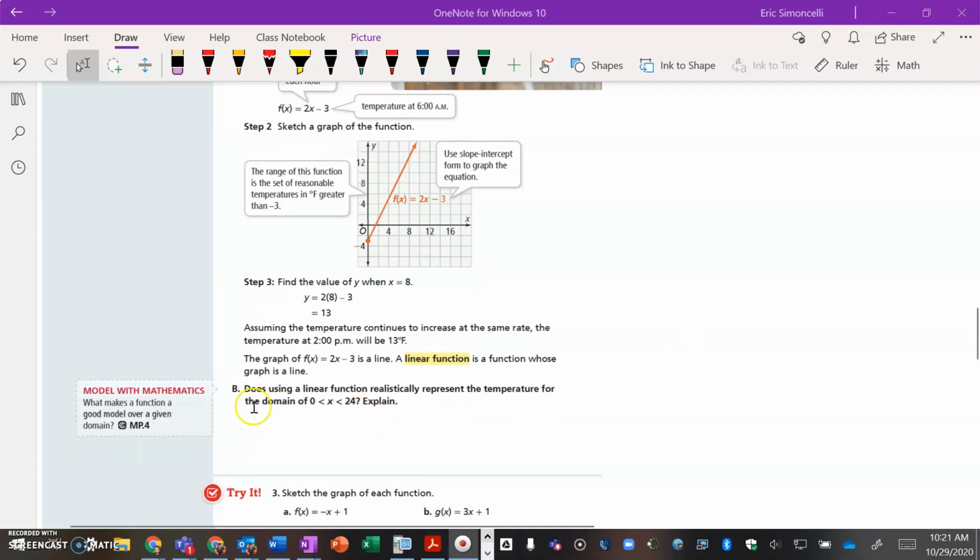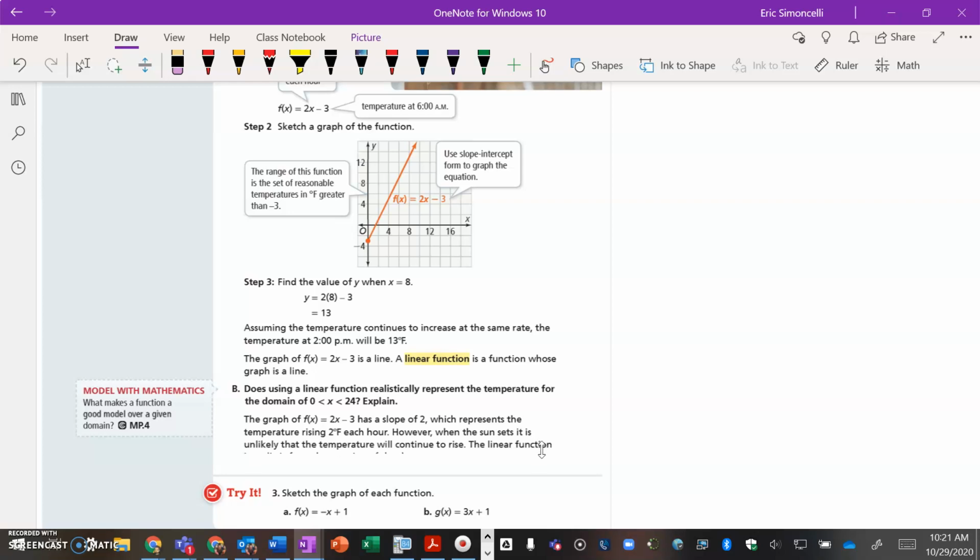Part B. Does using a linear function realistically represent the temperature for the domain of 0 < x < 24? Explain. Well, the realistic idea here plays into things we've seen in the past. The graph of the function has a slope of 2, which represents the temperature rising 2 degrees Fahrenheit each hour. However, when the sun sets, it is unlikely that the temperature will continue to rise. The linear function is realistic for only a portion of the day. Of course, the temperature will in fact go down once the sun sets.